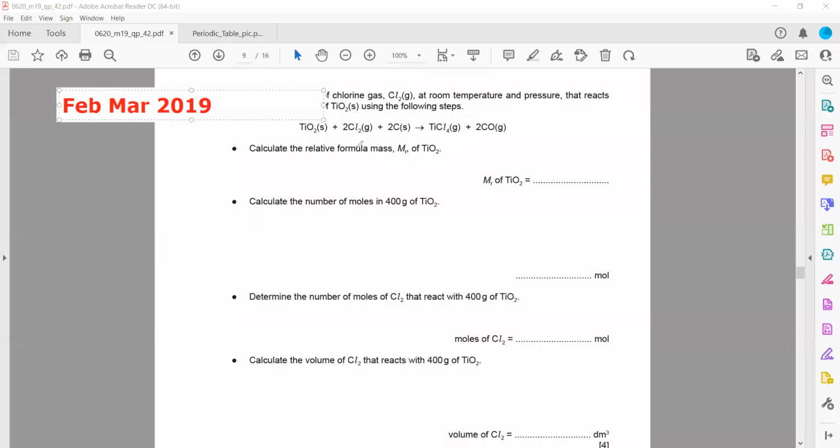So, Feb March 2019, paper 4, variant 2. Calculate the volume of the chlorine gas at room temperature and pressure that reacts completely with 400 grams of titanium oxide using the following steps. So, you have to use the following steps to work out the volume of the chlorine which is used in this reaction.